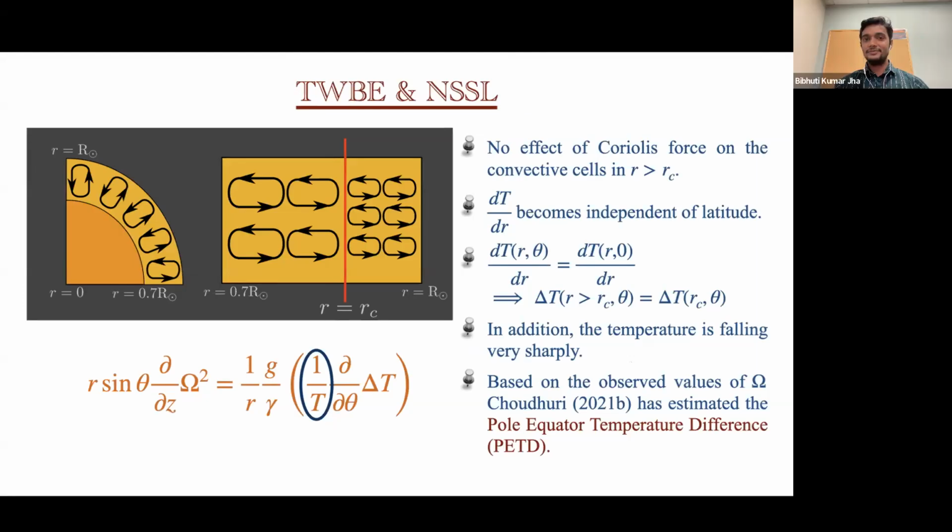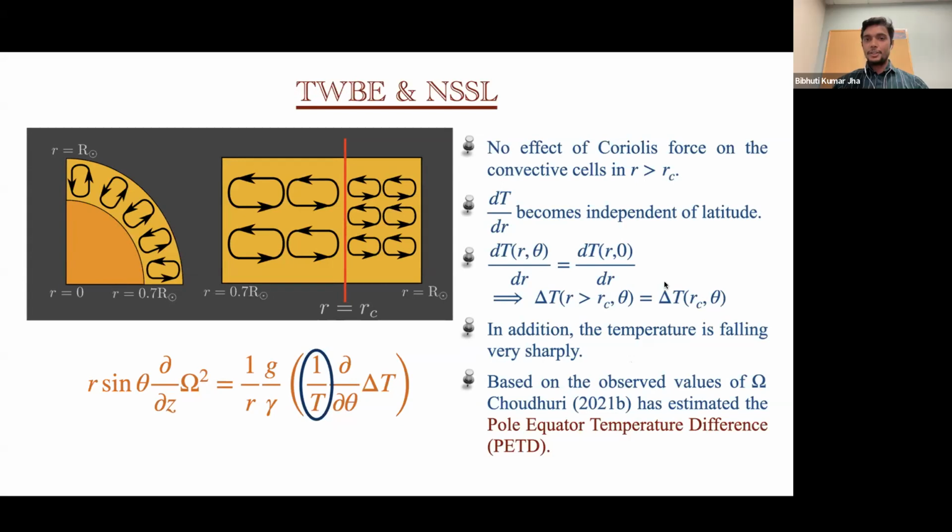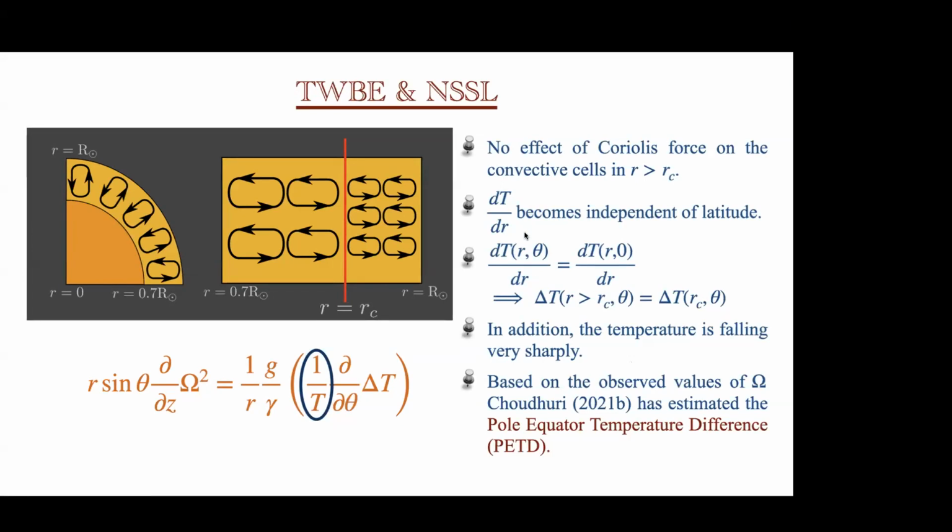May I ask a question about the previous slide? Sure. I'm a little bit confused because according to the second bullet, you assume no temperature gradient for different latitudes, right? But in the last bullet, you are saying there is a pole-equator temperature difference. So it seems kind of contradictory to me. Can you explain it a little bit more?